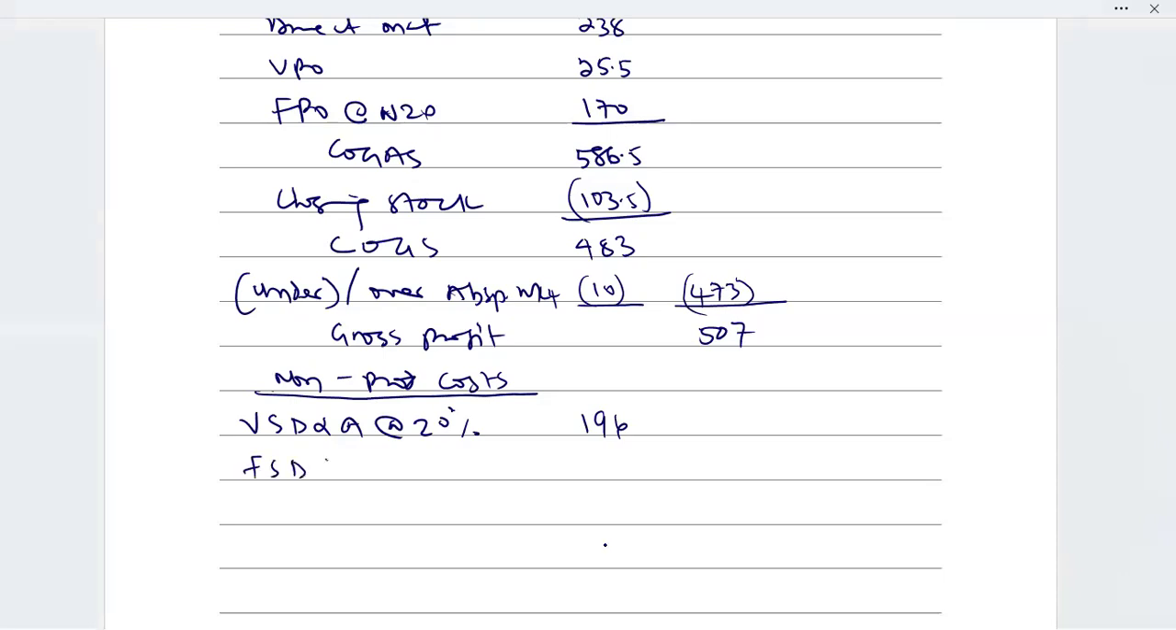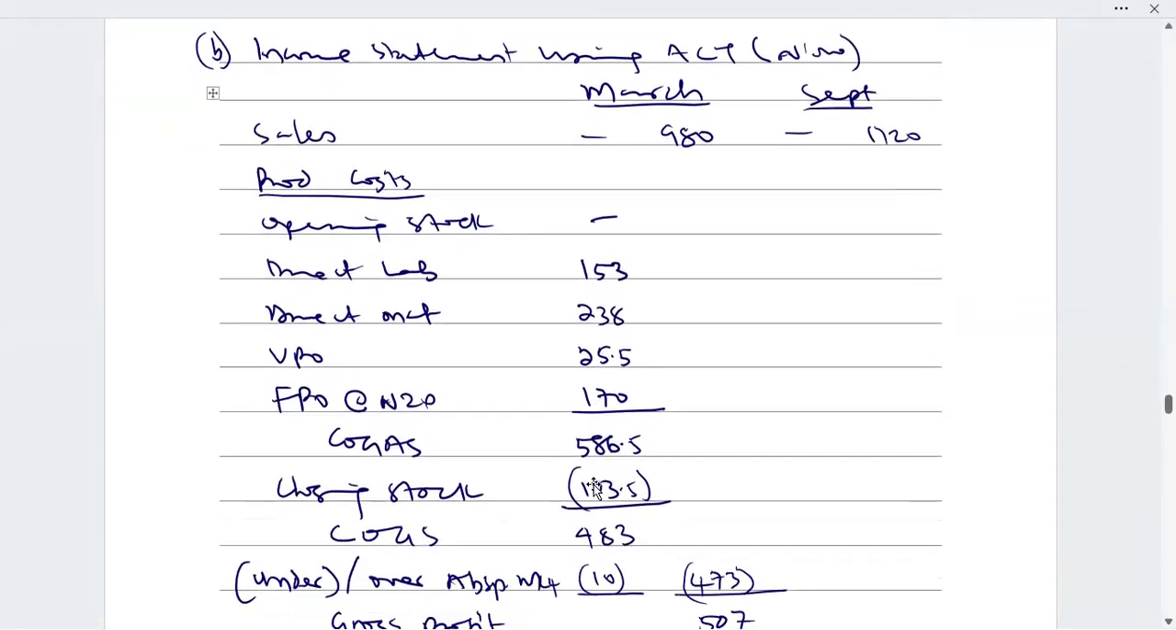Fixed selling, distribution, and admin, 90. Add it up. This is 286. 286 minus 507. What do you get? 221. Here is 221. So this is the profit before tax or net profit for the period of March.